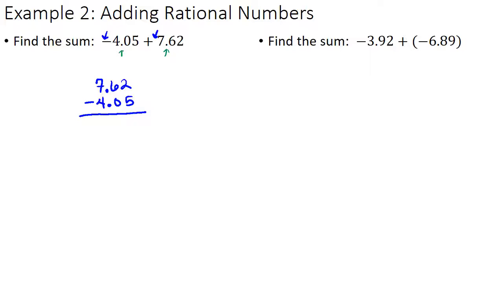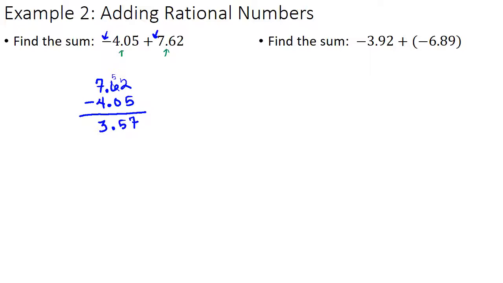2 cannot subtract 5, so we're going to borrow. This is going to become 5. This is a 12, so this is going to become 7. 5 minus 0 is 5, bringing down our decimal place, and 7 minus 4 is going to be 3. So our answer is 3.57.